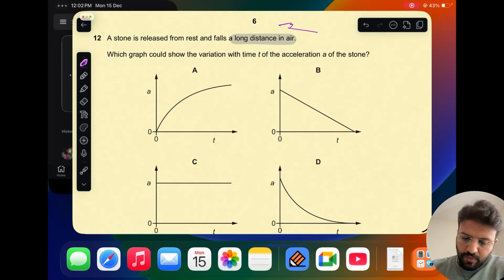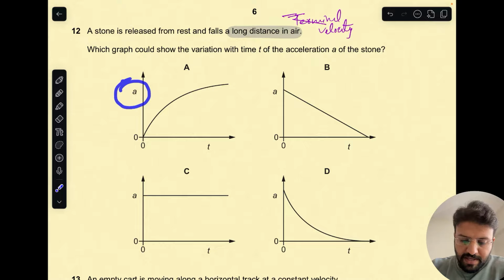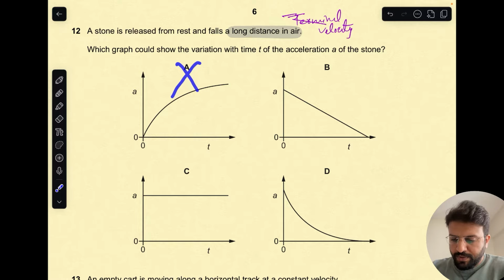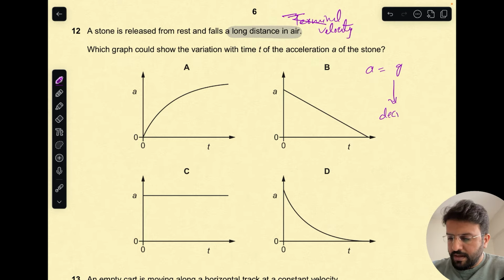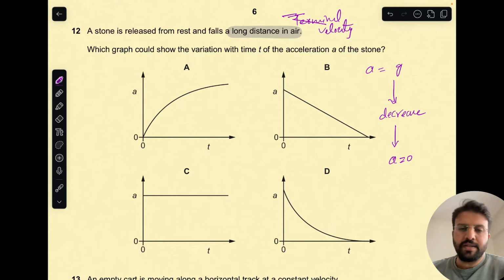Which graph could show the variation with time t of the acceleration of the stone? Some of the students, without looking at the axis of the graph, just mark this option without realizing that it's not a velocity-time, it is an acceleration-time graph. So this is not an option. As the object is moving down, remember, the object will start at maximum acceleration, equal to g, and that acceleration will decrease with time, and it will eventually equal 0 at the terminal velocity. So we have to choose between option B and D.